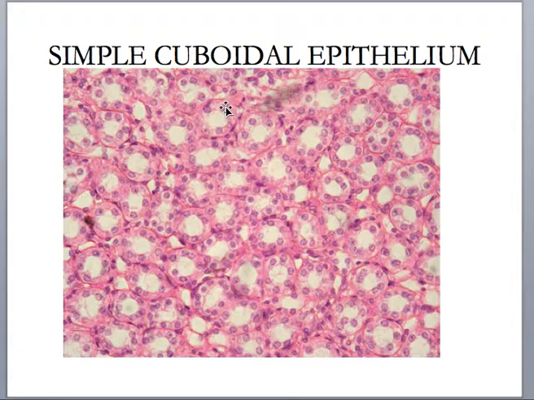So, if you look, they look like little cubes, and the nucleus is very, very circular, and it's smack dab in the center of those cells. So lining each one of these tubes would be the simple cuboidal epithelium.